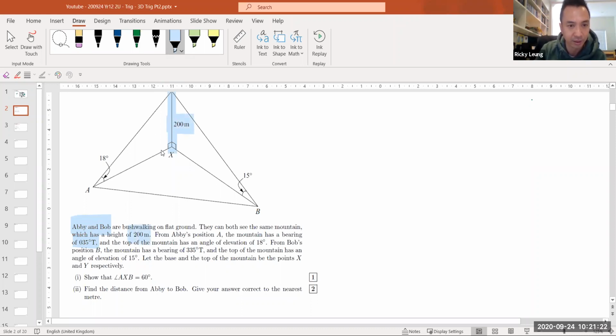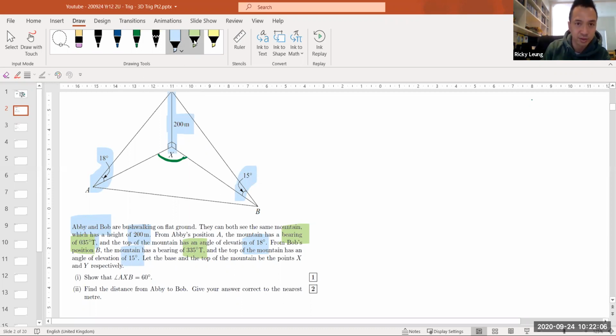From Abby's position A, the bearing is 35. So I'm going to highlight that in green because that's not given in the diagram. In fact, the whole purpose of that is basically to find the angle in between here that's currently missing, right? That's the biggest purpose of having the bearings in there. Yeah. Let's have a look. So from A, I got that. I'll highlight that. I'll draw a diagram to get that later. And angle of elevation of 18 degrees. Perfect. Got that. From Bob's position, B, mountain bearing of 330 degrees true and elevation of 15 degrees. Perfect. Let the base top be XY.